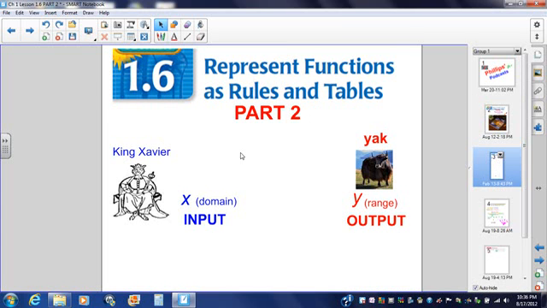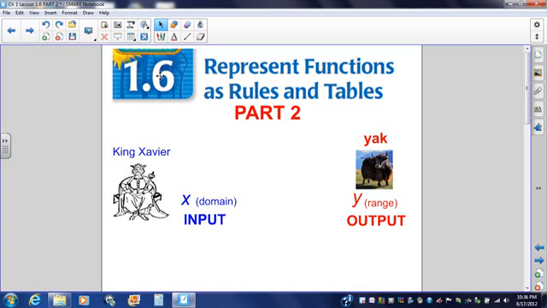All right, quick review from yesterday. This is lesson 1.6, part 2, functions, rules, tables. Quick review from yesterday, we said that the X is your domain. King Xavier ruled over a very large domain. Xavier ruled over a large domain, X. We also said yesterday that the Y is known as the range or the output. Y, yak. Yak like to graze on the range.